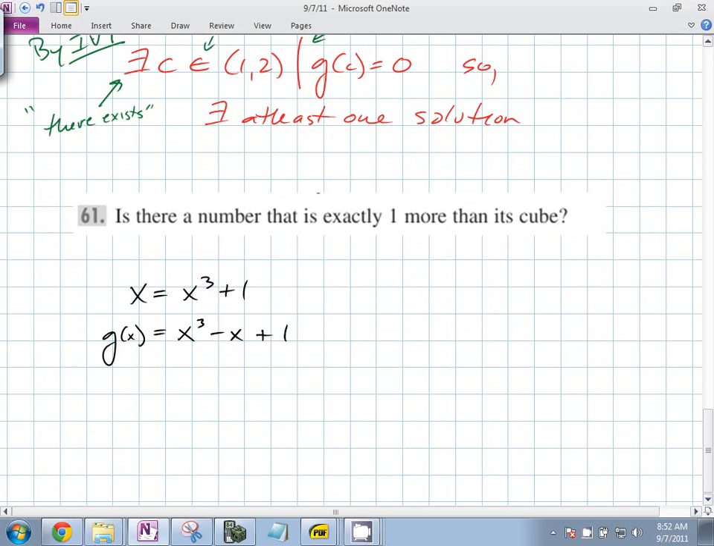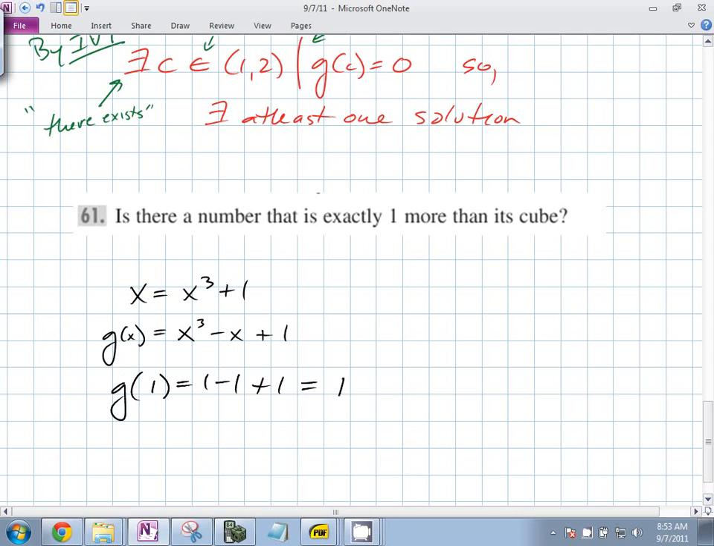Absolutely. Exactly. So, did they give us an interval? Nope. So, what do we get to pick? Make one up. Okay, so how about g of 1? That's going to be 1 minus 1 plus 1. What's that? 1. Okay, that's our positive one, so we need to find a negative one.